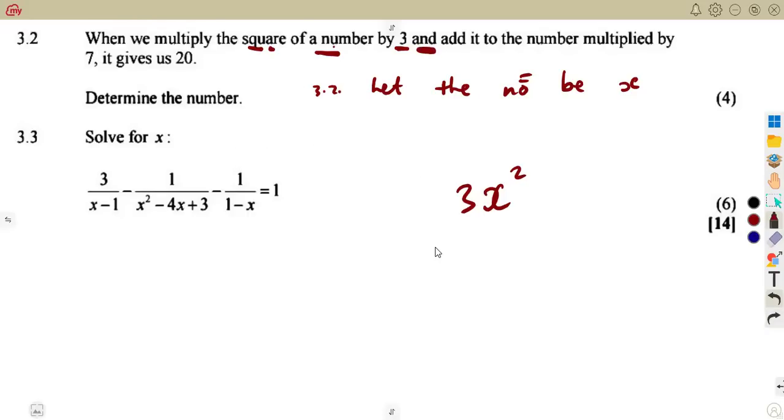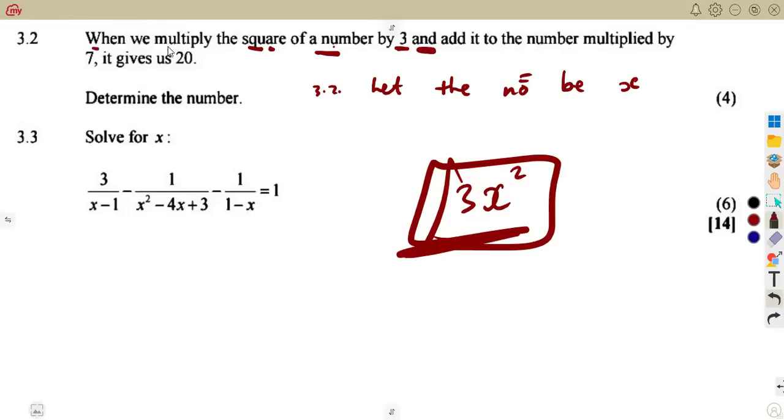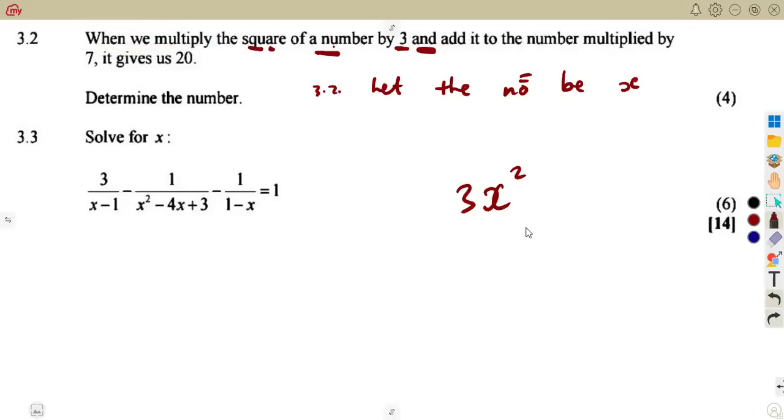And it's another statement. The first statement here is done. We move on to another one. Add it to the number multiplied by 7. So we are saying when we square that number, then we add that multiplied. We are not just adding that number. That number is supposed to be multiplied by 7. So we are going to multiply the number by 7. We are adding. It must give us 20.